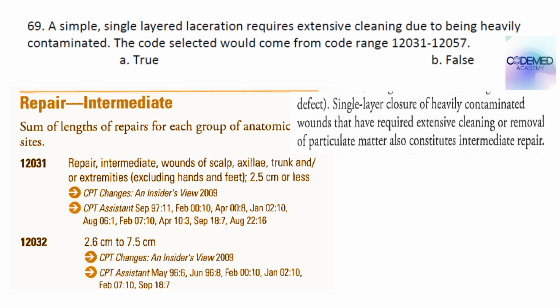A simple single-layered laceration requires extensive cleaning due to being heavily contaminated. The code selected would come from the code range 12031 to 12057. If you see this code range, it is the intermediate repair. So the wound is a simple repair, but we still code it to intermediate repair. Why? Because there is a guideline in the intermediate repair section that single layer closure of a heavily contaminated wound that has required extensive cleaning or the removal of particulate matter also constitutes intermediate repair. And so A is the correct answer.